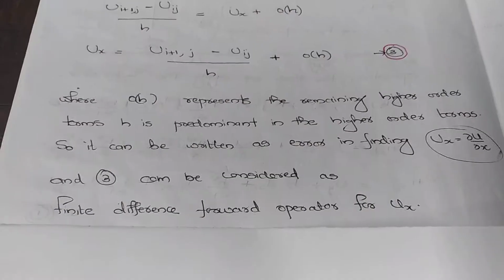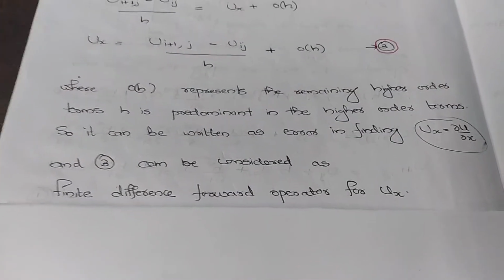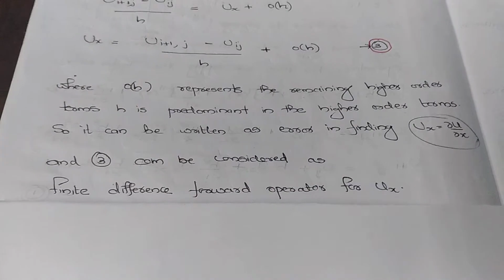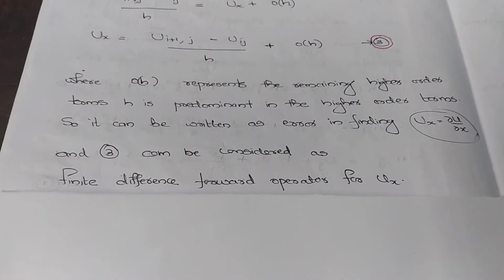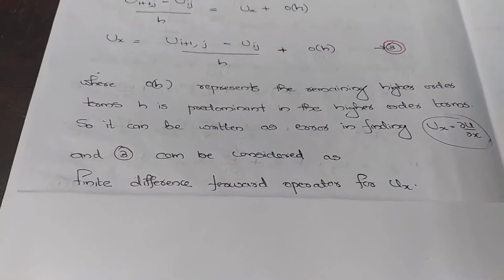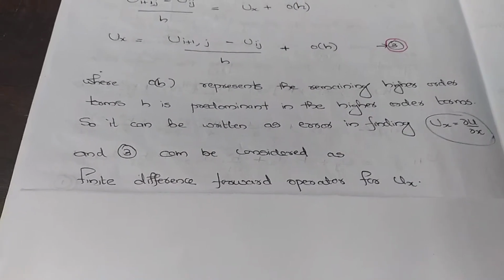Here O(h) represents the remaining higher order terms of h, and the predominant term among them can be written as the error in finding ux, which is dou u by dou x, and equation 3 can be considered as the finite difference forward operator for ux.